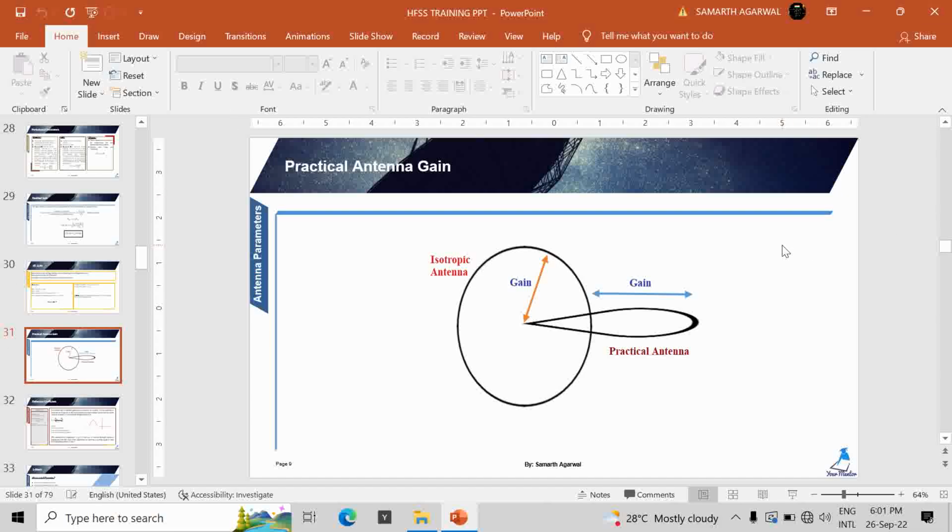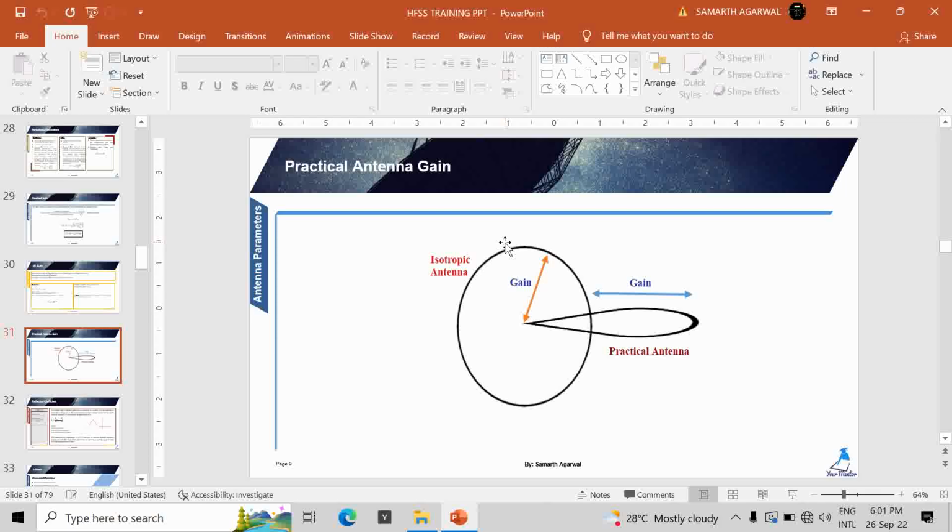Now, practical antenna gain. As I told you, the isotropic antenna has a spherical pattern. If it has a spherical pattern in 3D, then to represent it in 2D it will come as a circle only. In the case of a practical antenna, it has a major beam, or the main beam, which consists of most of the radiated power. Now suppose this is the isotropic antenna, and its gain has a value of 0 dB. Why? Because I told you that an isotropic antenna radiates in all directions in equal amount.